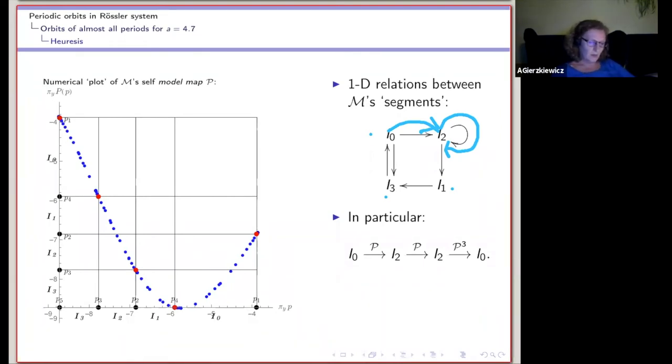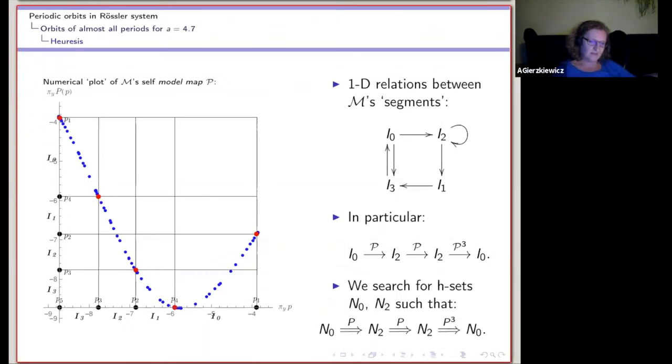Additionally, we obtain a period two with this loop, right? And period four, if we just go simply through four of them, okay? We cannot obtain a period three, which is nothing strange according to the Sharkovskii theorem. So we will be interested in finding the H sets probably close to I0 and I2.